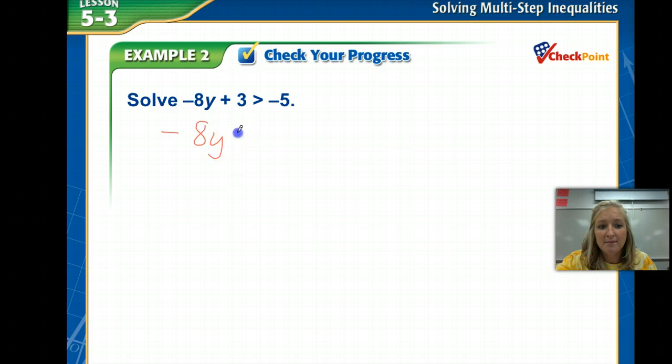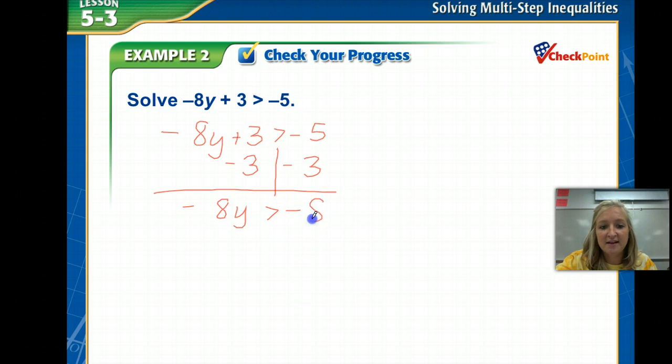Negative 8y plus 3 is greater than negative 5. I'm going to draw that line. Combine like terms, so I'm going to subtract the 3 from both sides. I'm left with negative 8y is greater than negative 8, and I am going to divide both sides now by negative 8. You got it. We are going to flip the sign. Negative 8 divided by negative 8 is a positive 1. Hopefully you got the same answer as I did.